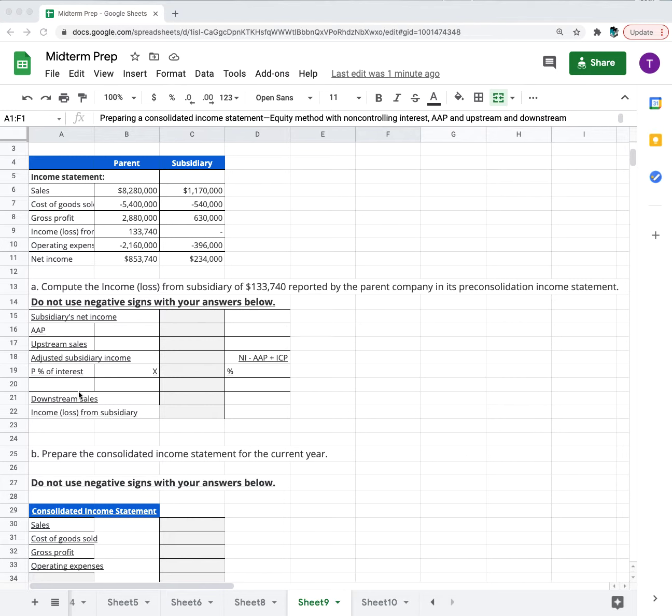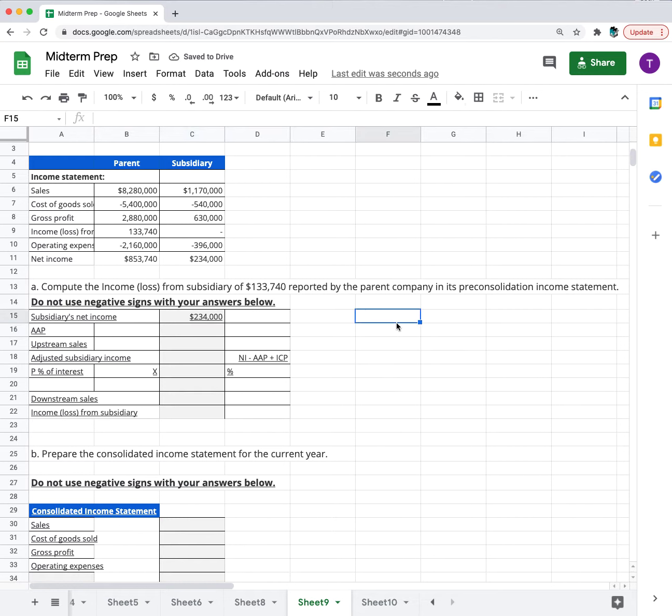A says, compute the income or loss from the subsidiary of $133,740 reported by the parent company in its pre-consolidated income statement. So we're going to start out with the subsidiary's net income of $234.